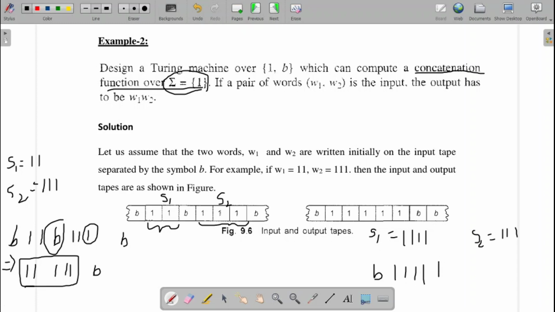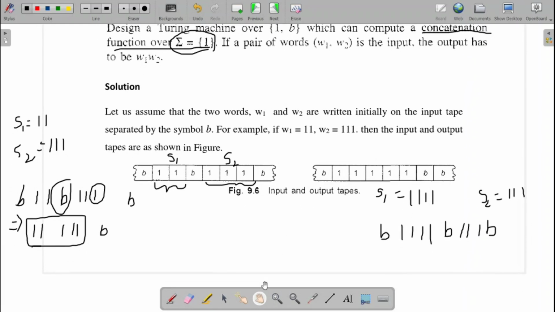On the right of the S1 I will have the blank space. For S2 again I will have the 3 ones. On the left of the S1 again blank space is there. On the right of the S2 I will have the blank space. So now for concatenation, what is to be done? I will go for removing this blank space.